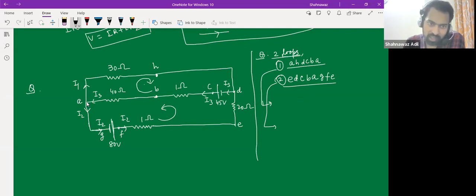So let's say we are starting from A and H. AH is here. So what is the current that is flowing? I1. Right. The loop is in this direction. So let me use the other. So the loop is in this direction and the current is I1. So what would be the voltage, Aisha? What would be the voltage?